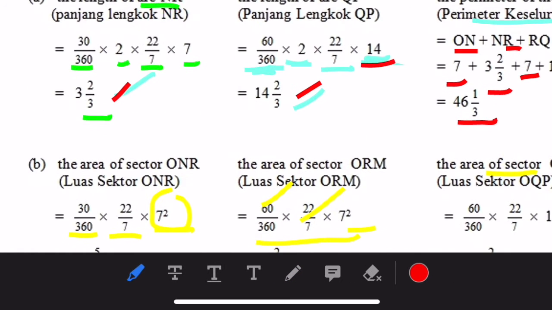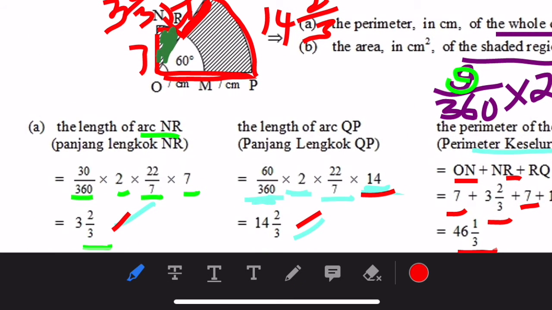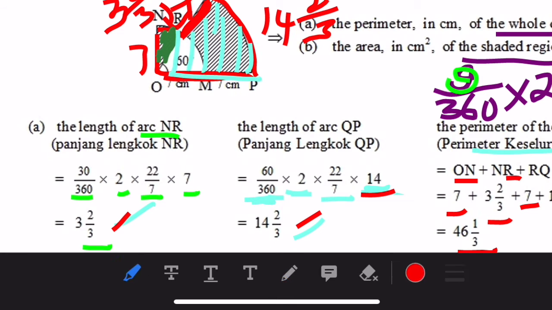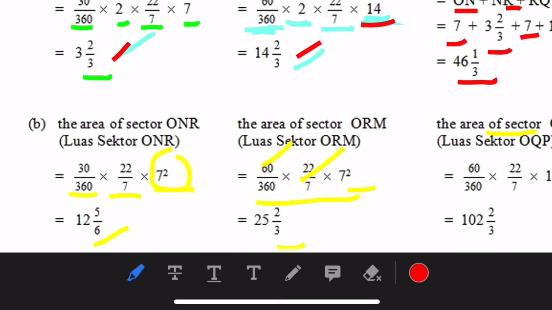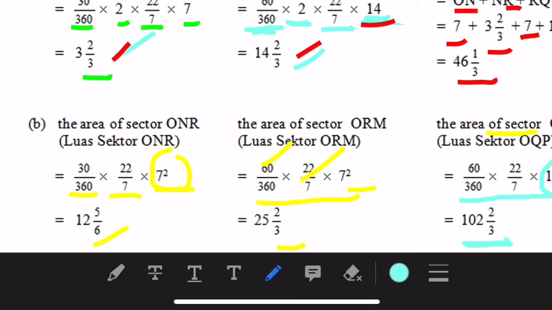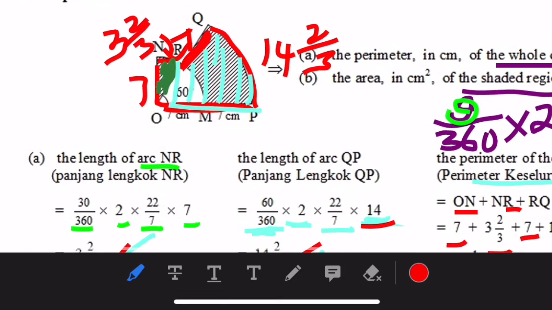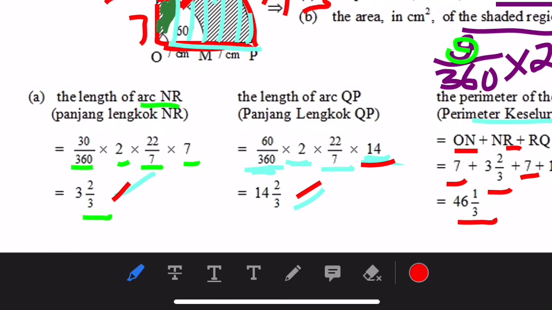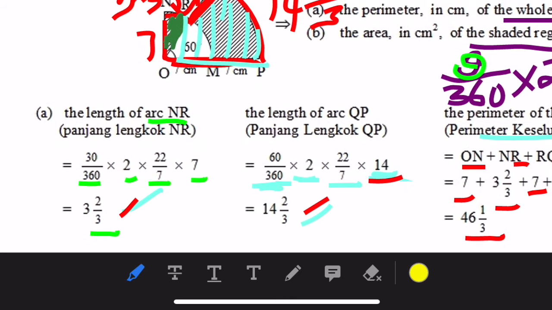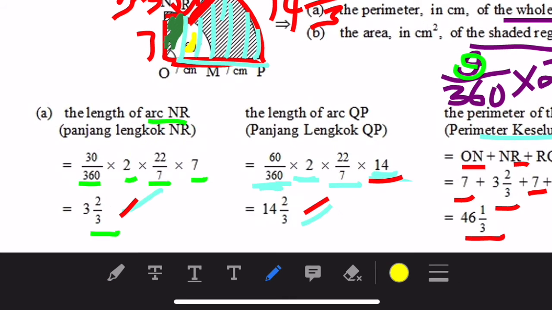And then area for the bigger sector, which is in red color one. Okay, let me highlight the whole sector here. The radius is 14, angle is 60. So we have the answer here, which is 60 over 360 times 22/7 times 14 square. So we got 102 2/3. So because we want the shaded region, so we have to take the blue one, and then we have to minus out the yellow one. Okay, let me highlight. We have to minus out the yellow one, this one.